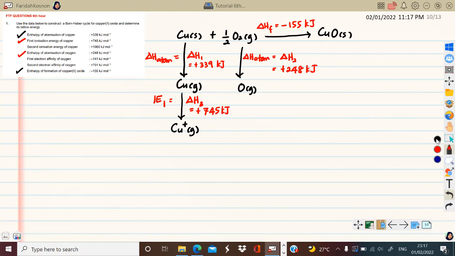And now oxygen gaseous atom undergoes electron affinity and forms O minus gas. Alright, so this is first electron affinity of oxygen, numbered as delta H4. Okay, so the value is negative 141 kilojoule.